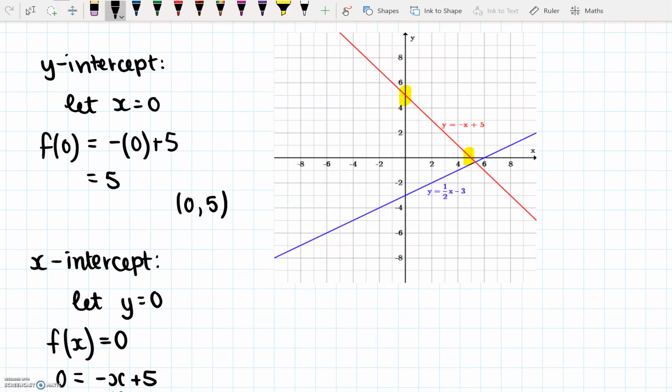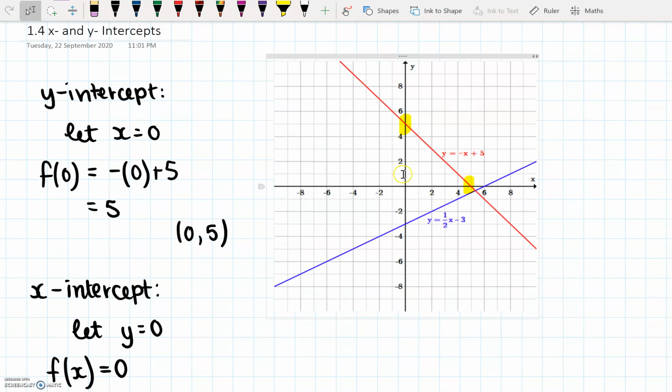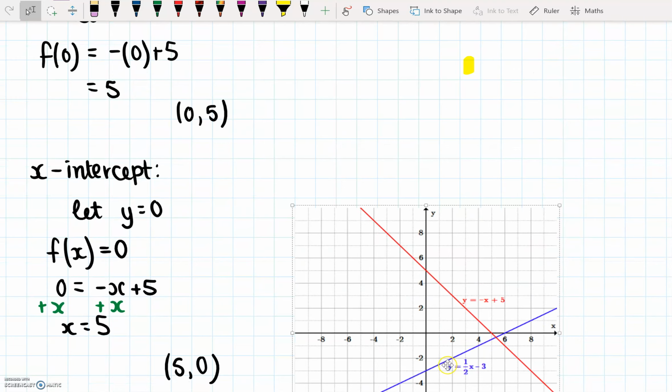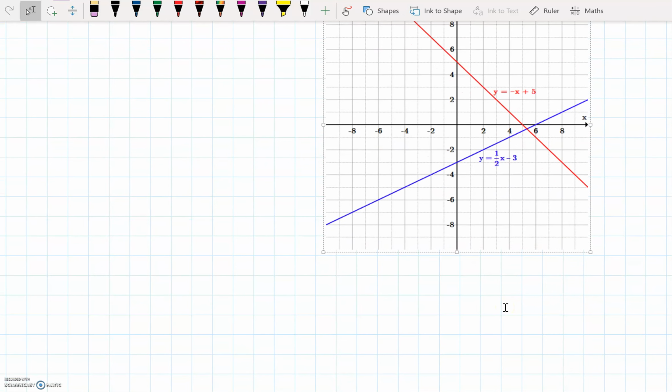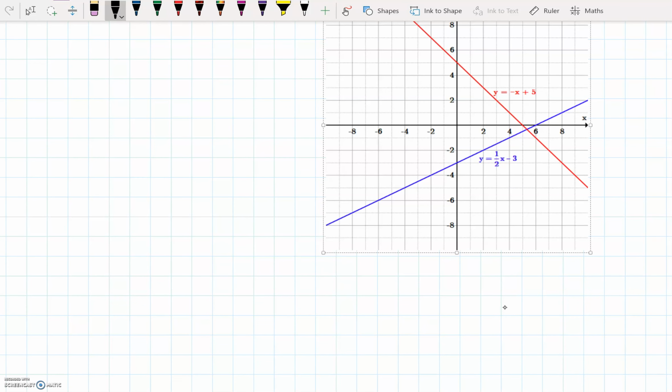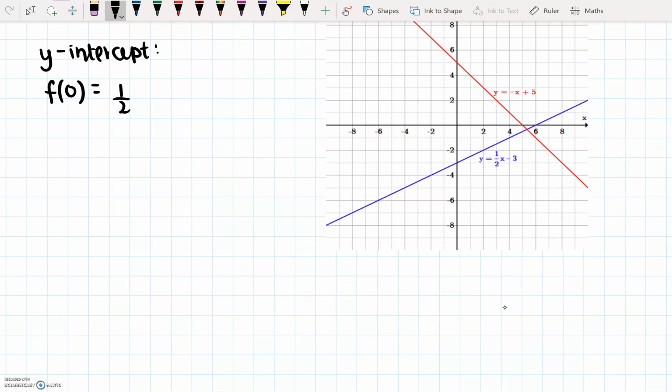We'll quickly do that again with the other graph that we have here. So let's have a look at this with the blue line, just to make sure that we understand how to do it. We'll drag it down here so we can keep it on our screen. This time we have this lovely function here. If we want to find the y-intercept, we do f(0), which in this case is a half of 0 minus 3. We know that 0 times anything is 0, so we get minus 3. So our y-intercept is (0, -3).